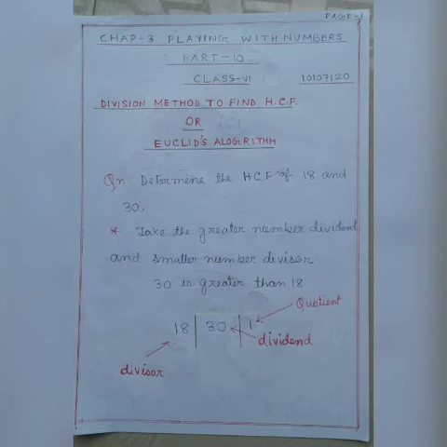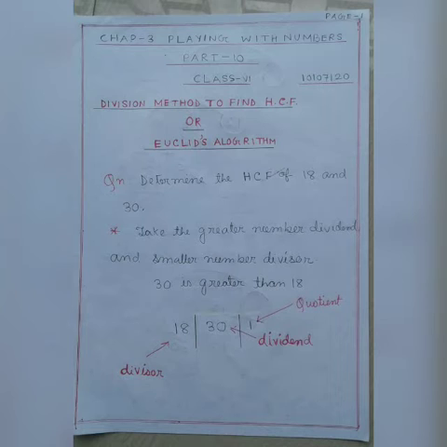This is part 10 of chapter 3, Playing with Numbers. Today we shall learn how to find the HCF of two or more numbers using the division method. This method is also called Euclid's algorithm. Let us discuss this method with an example.